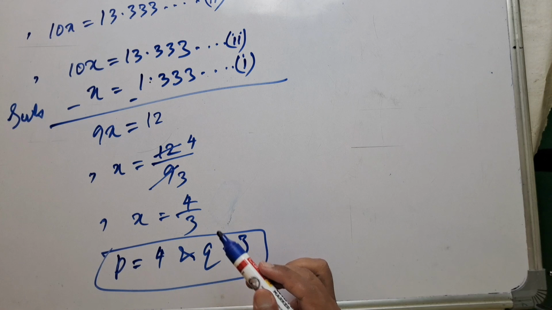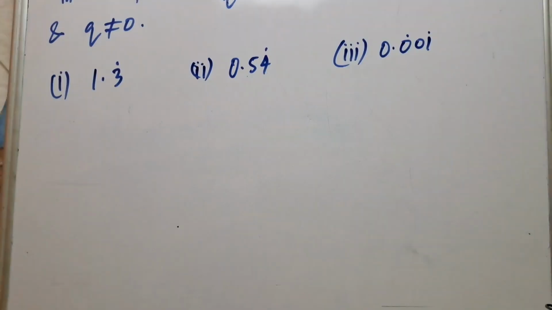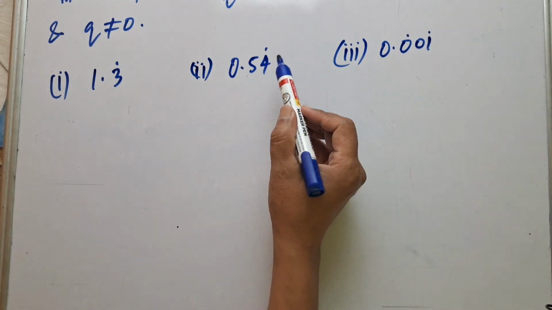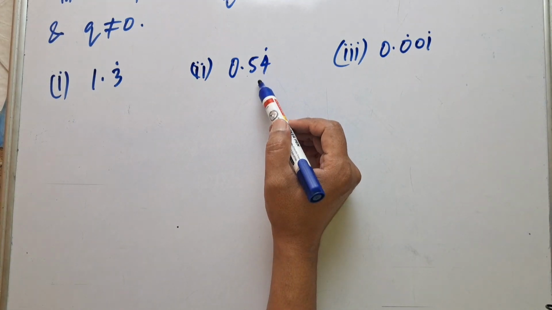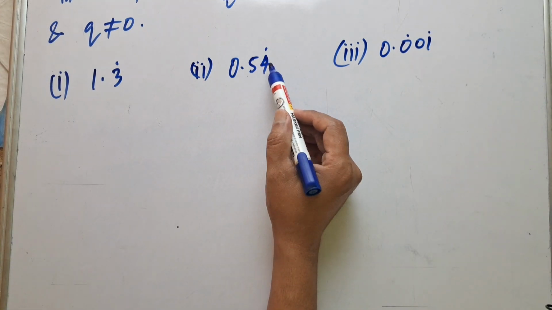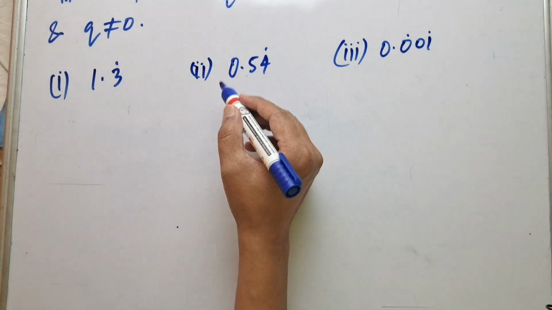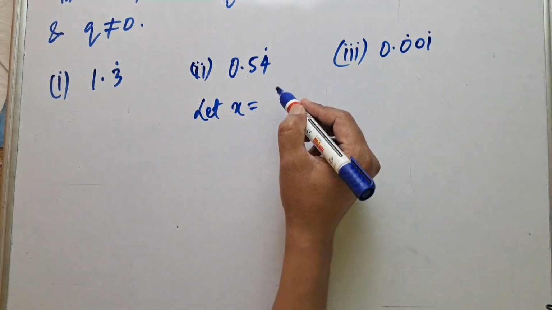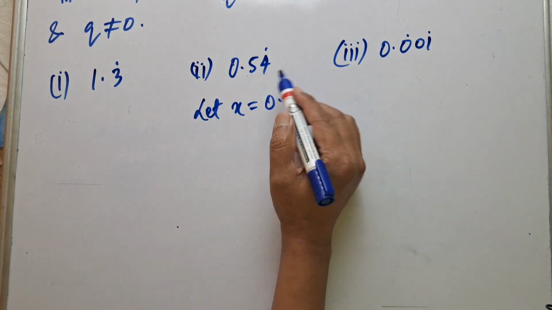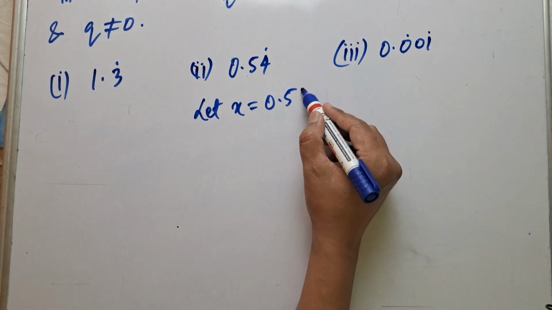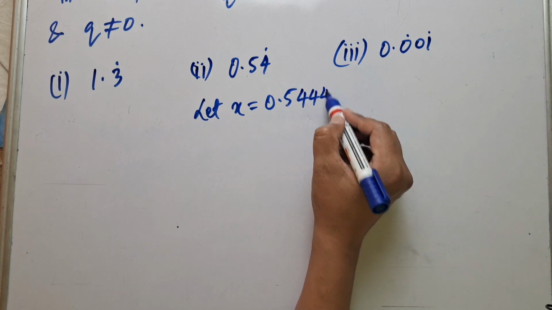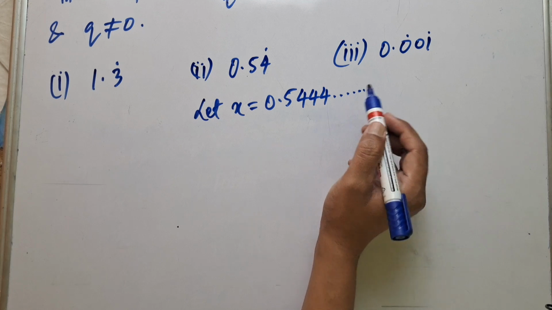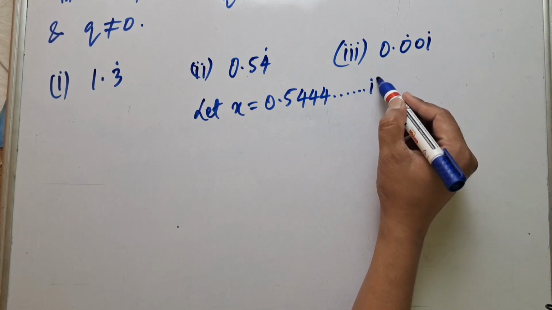Okay, now let us do question number 2: 0.54 with a bar over 4, which means 4 is repeated many times, not 5, because there is no bar over 5. So let us suppose this number to be x. Let x equal 0.5 followed by 4 repeated many times, 4, 4, 4 and so on, an infinite number of 4s. So this is equation 1.